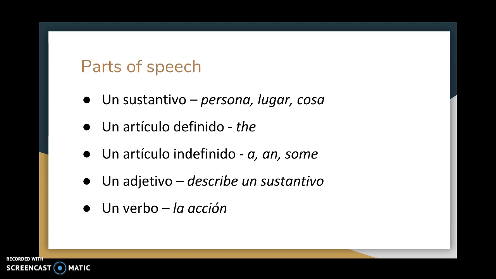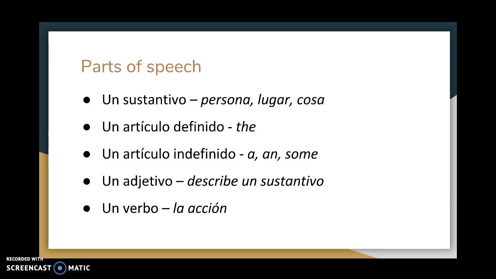First off, what are the parts of speech? Un sustantivo es una persona, un lugar, o una cosa, a person, place, or thing. In other words, un sustantivo is what we call a noun in English. Un artículo definido, or a definite article, is how we refer to the word the. We're referring to a specific item or to a specific set of items.